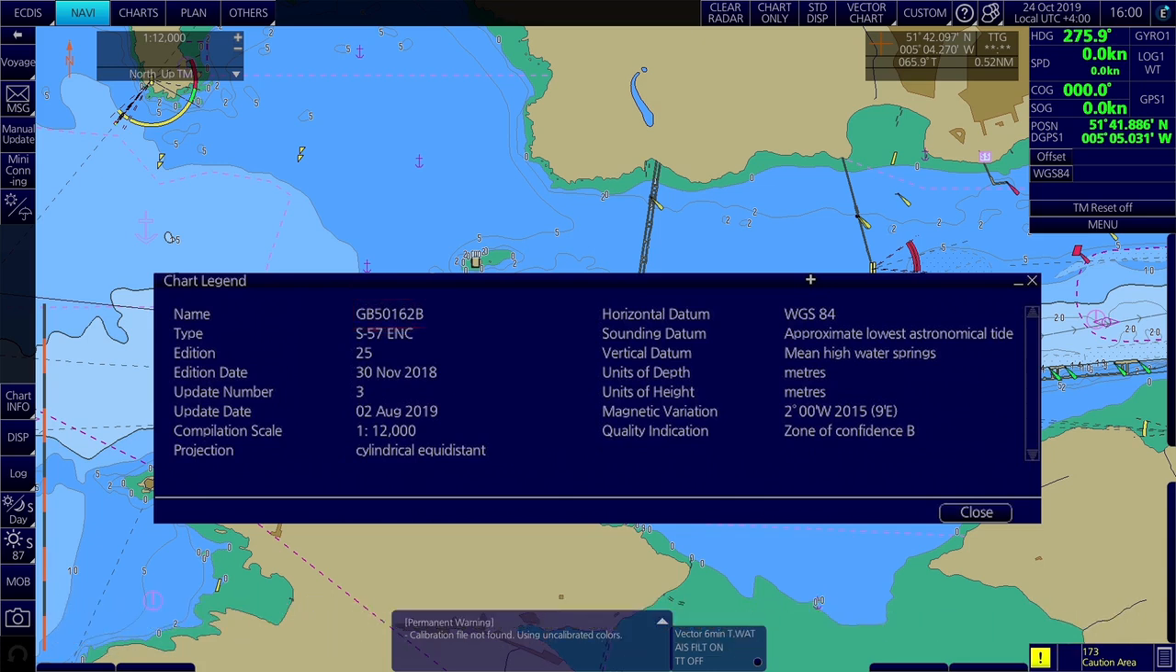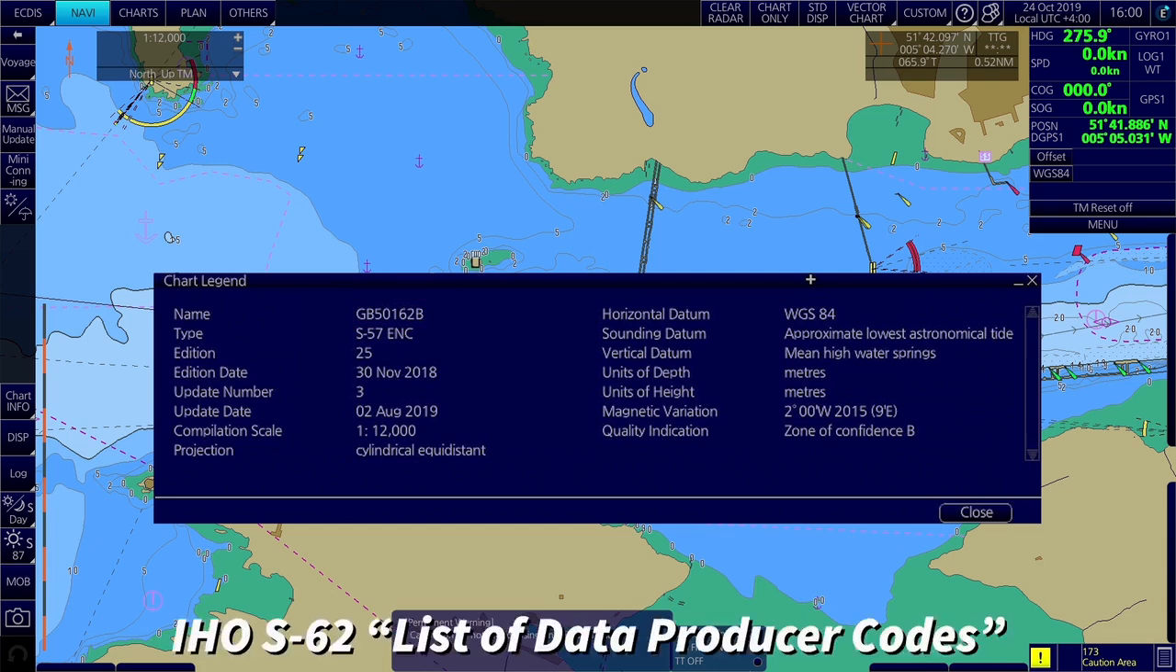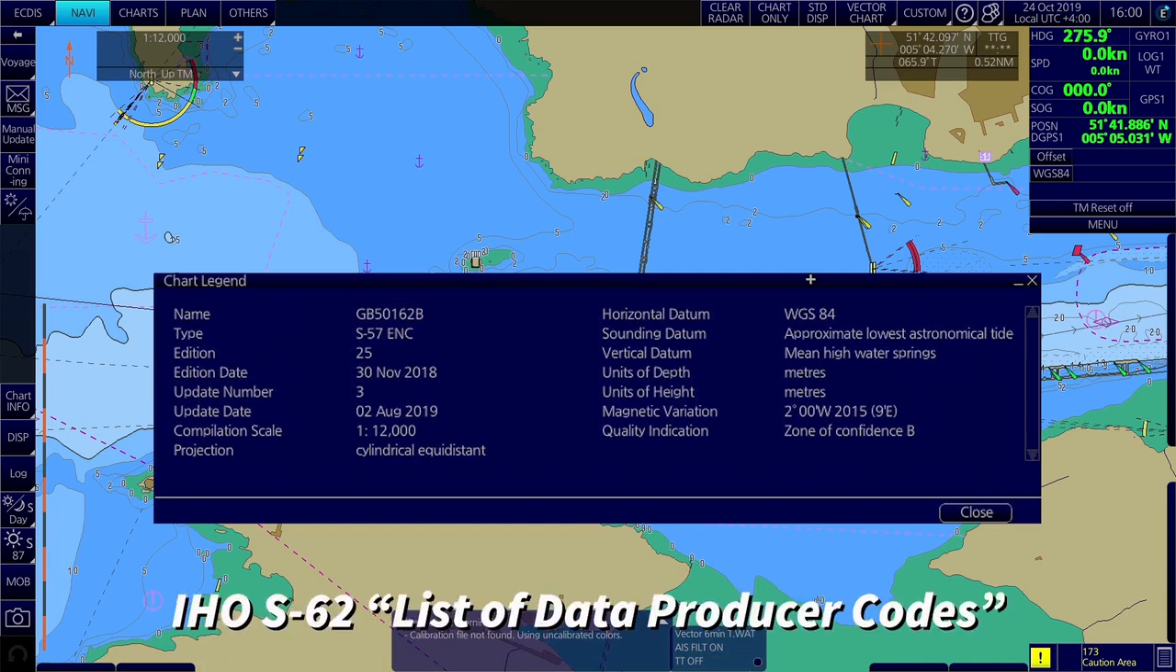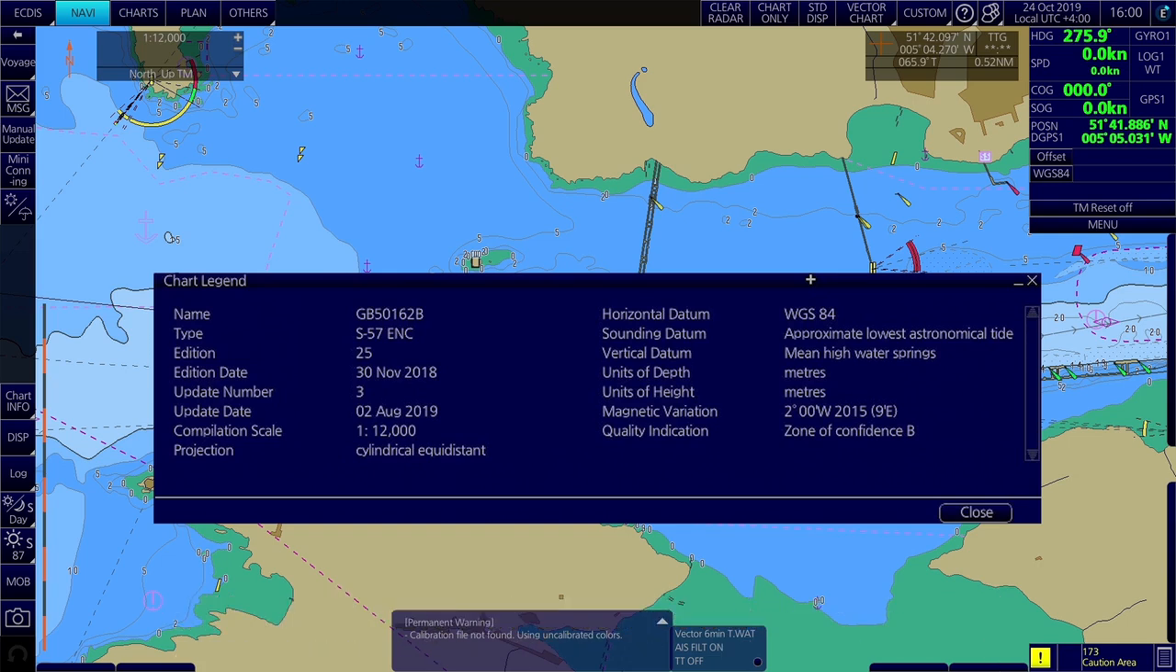You will most likely not be able to remember all official two-letter codes, but you can use the IHO S-62 list of data producer codes as reference. The standard document is freely available on the IHO website.